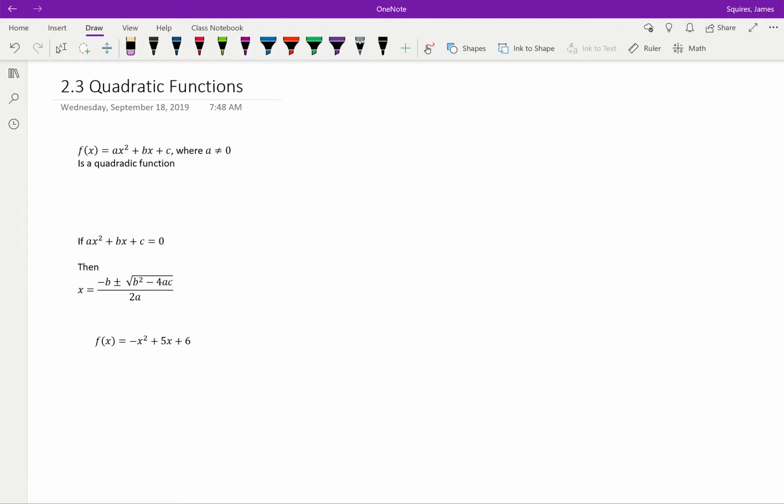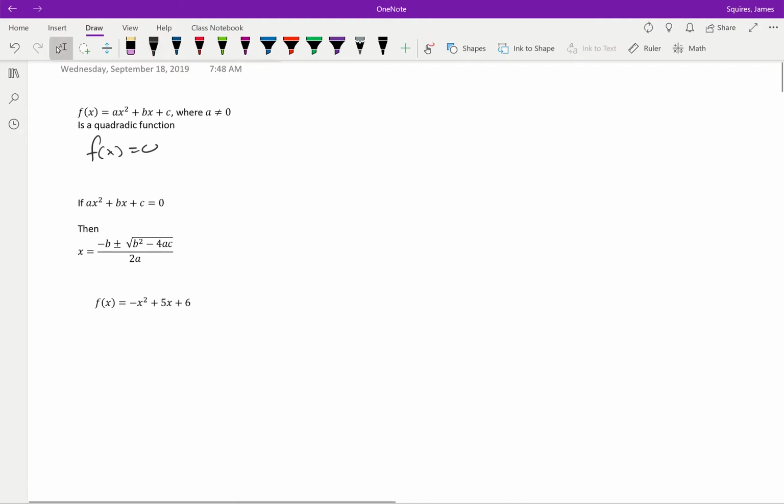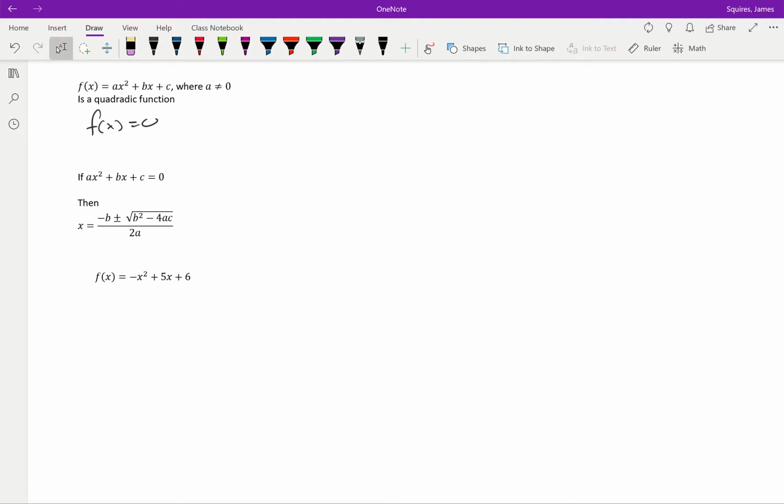plus bx plus c, where note that a cannot equal 0, in other words this is a polynomial of degree 2. So a lot of times, we're going to be interested in when this f of x function equals 0, when the whole thing equals 0. And we can do that by factoring. That's what we've done so far in class.